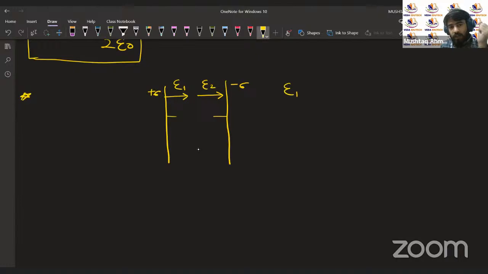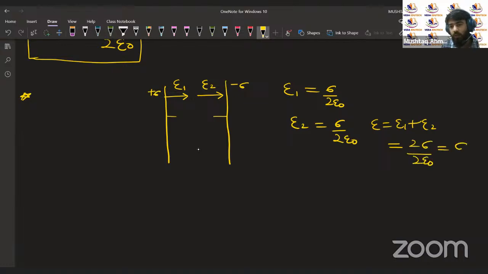E1 is equal to sigma upon 2 epsilon naught, and E2 is also equal to sigma upon 2 epsilon naught. So the total electric field is E1 plus E2, because both fields are directed along the same direction. It will be twice sigma upon 2 epsilon naught, that is sigma upon epsilon naught. That's the region between these two surfaces. Let me call the outer regions A and C.